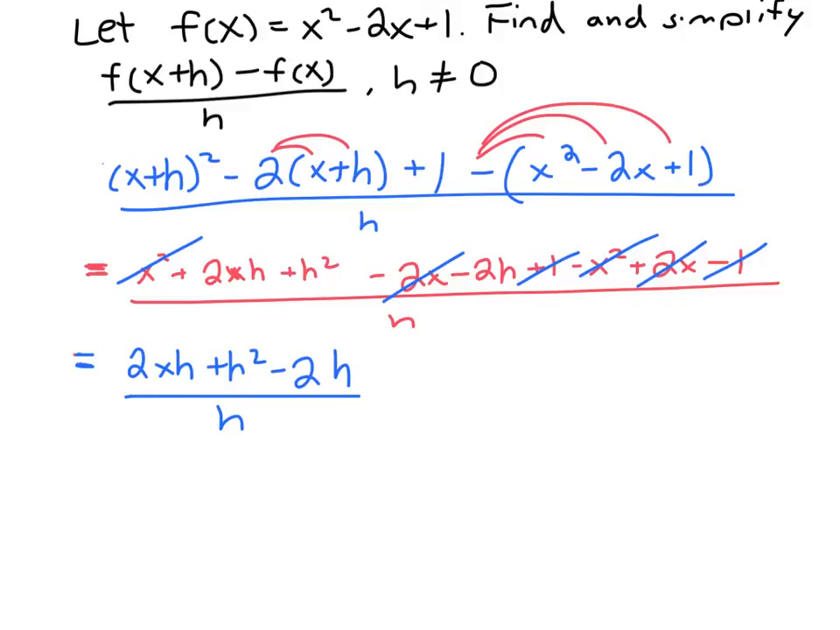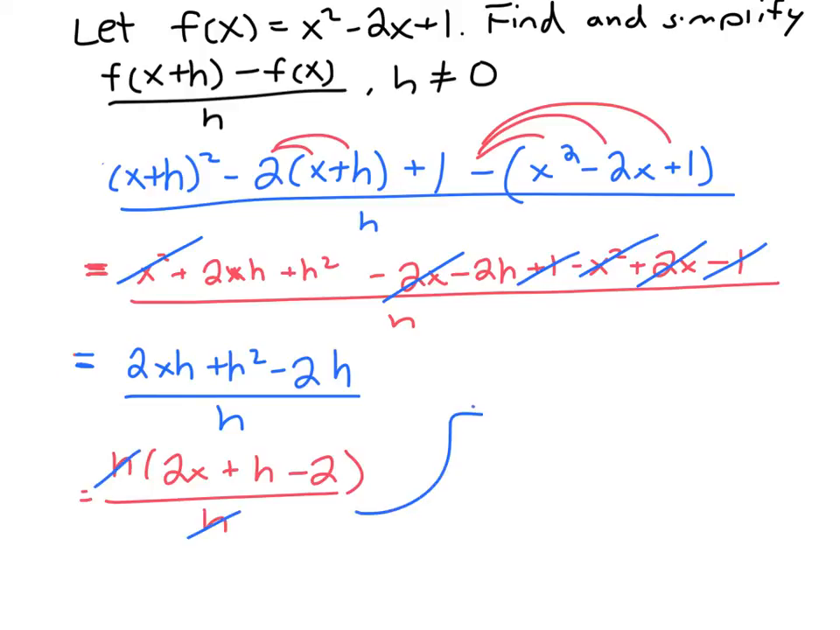Hey, h is in all of these, so I'm going to pull out an h, minus 2, divided by h. Now these two h's cancel. So lastly, I'm left with 2x plus h minus 2. And that's my solution.